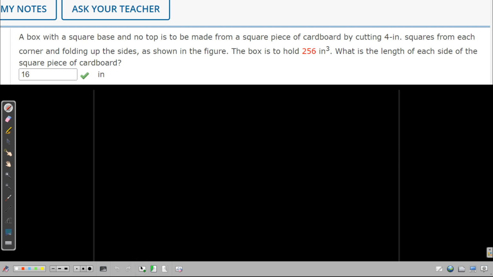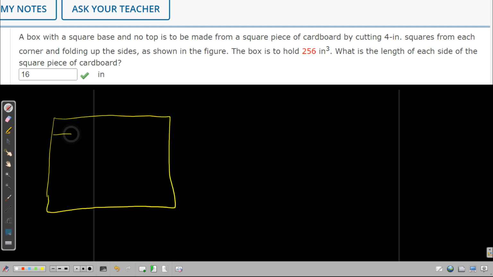A box with a square base. So here's my piece of cardboard, and we're going to make a box by cutting 4-inch squares out of the corners. These are all squares, and they want us to determine the size of this sheet before it is folded up, if the box was supposed to hold 256 cubic inches.